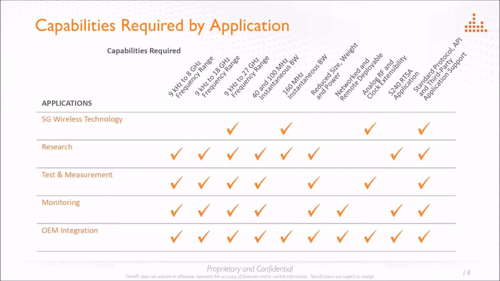Okay, moving on to capabilities for applications. This shows you what product family and what product variant, in terms of frequency range and bandwidth, you require for any specific application, ranging from 5G to OEM integration. One aspect of the product that we haven't touched on here is that, on account of its form factor, it has been integrated in a number of applications for R&D, all the way through to monitoring.